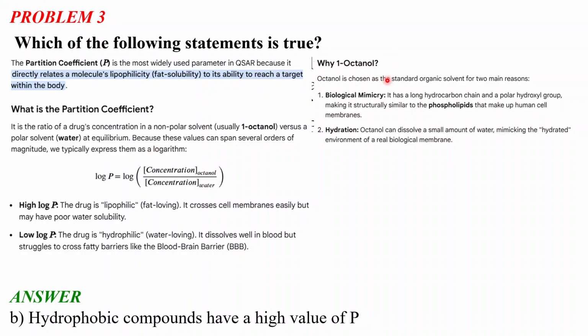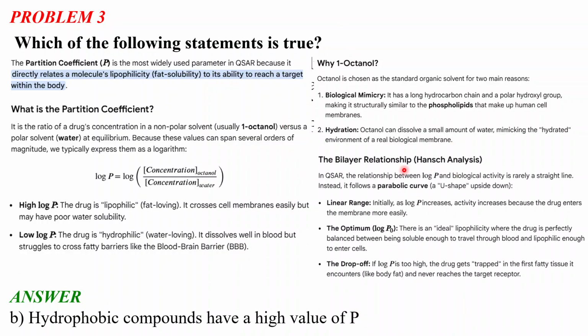So why is 1-octanol used as the medium to calculate this log P value? Octanol is chosen as the standard organic solvent for two main reasons. One is biological mimicry. Its long hydrocarbon chain and polar hydroxyl group make it structurally similar to the phospholipids that make up the human cell membrane. And number two is hydration. Octanol can dissolve a small amount of water, mimicking the hydrated environment of a real biological membrane.